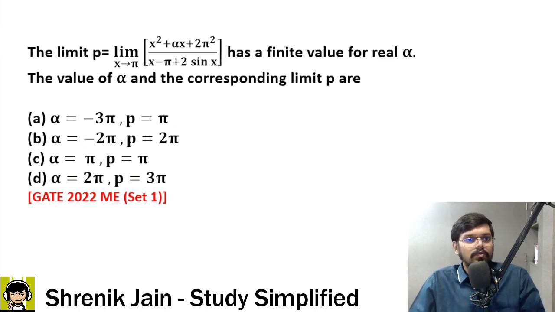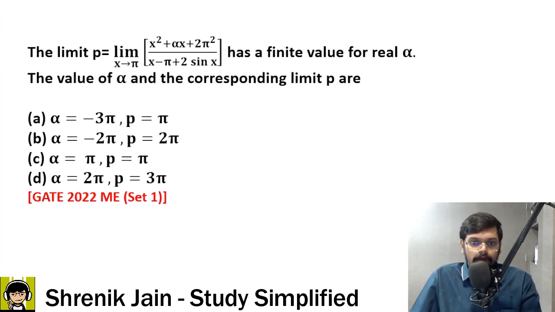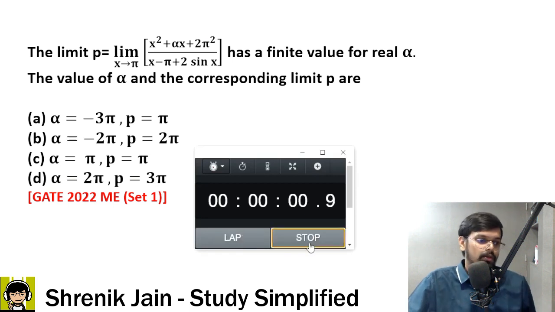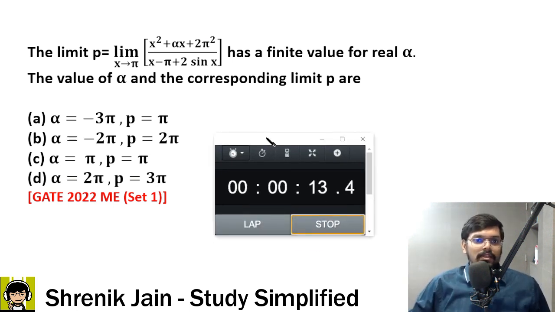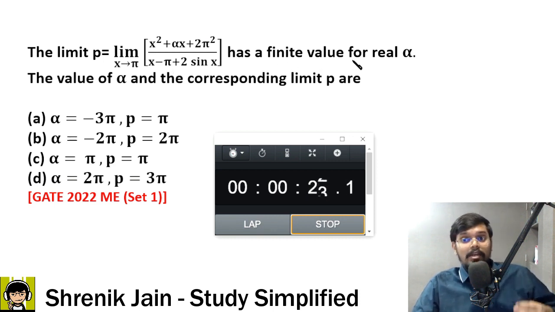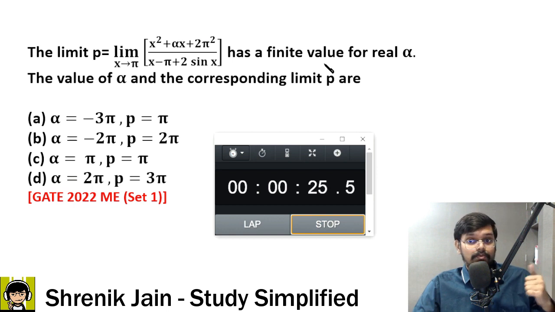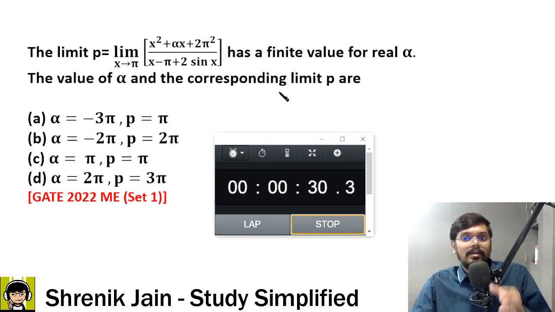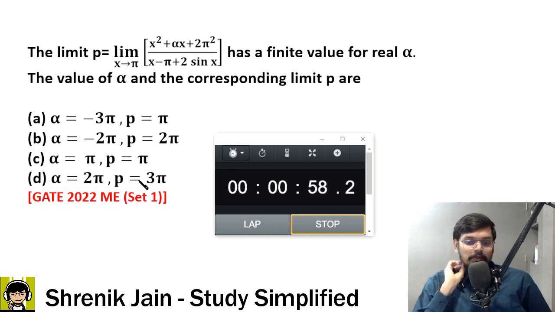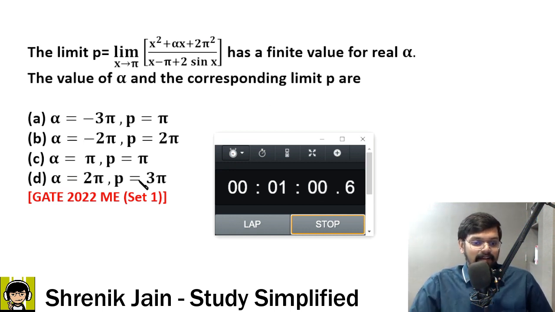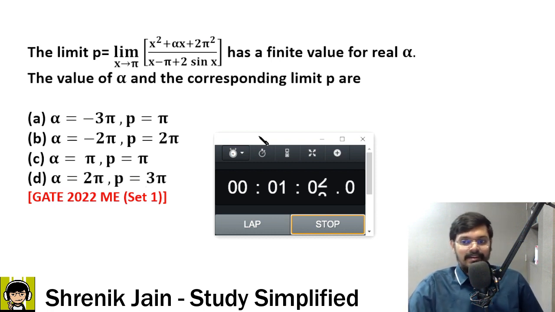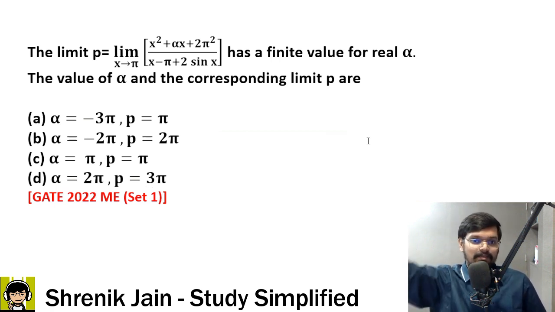So try now one more good question. All these questions from 2022, 2021, you will require 1 to 2 minutes because the level of question is good. Try this question: limit p is equal to limit x tends to pi of (x square plus alpha x plus 2 pi square) divided by (x minus pi plus 2 sin x) has a finite value. Please make a note. For real alpha, the value of alpha and the corresponding limit p are. Goswami ji is saying, sir, answer is A. Everyone is like, L'Hopital bhaiya zindabad.